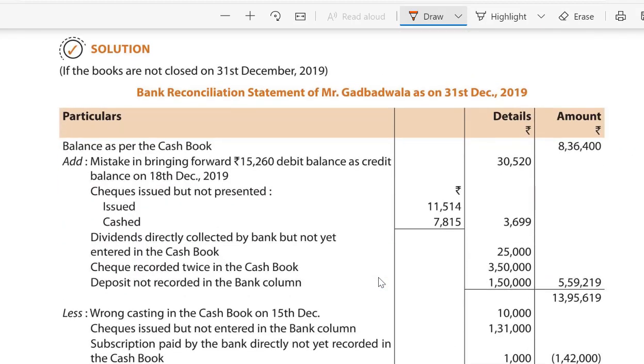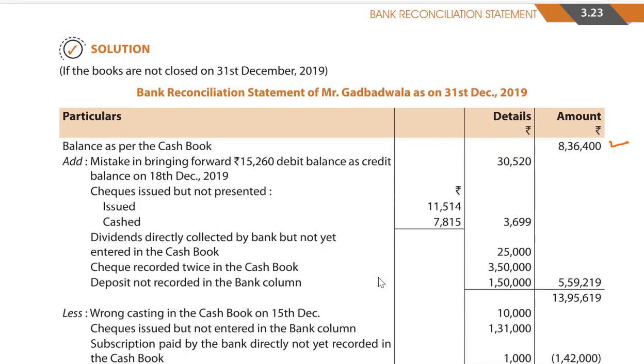Bank balance as per cash book. Mistake in bringing forward 15,260, debit balance as credit balance on 18 December 2019. Over here, it is to be added. Check issued but not presented for payment. It is to be added. Dividend directly collected by the bank. So in the bank it is added, over here also it would be added, 25,000. Check recorded twice in the cash book, so it would be rectified, added. Deposit not recorded in the bank column. So it is recorded now. It is added.